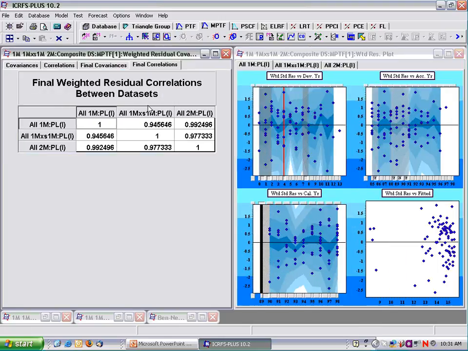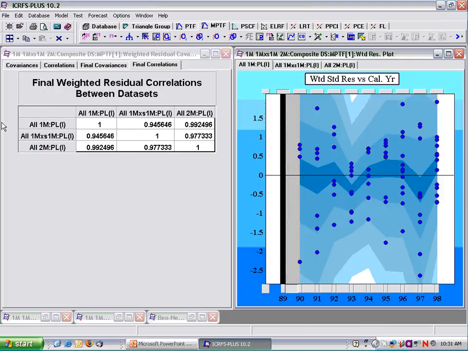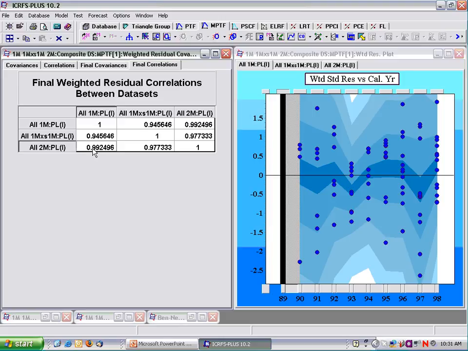And let's look at the residuals versus, say, calendar years. Now, it turns out that the highest correlation of 0.992496 is between 1M and 2M. So this is 1M. And notice that when you look at 1M, the 98 year is slightly above the zero line, the 97 slightly below. You'll see it's exactly the same in 2M.